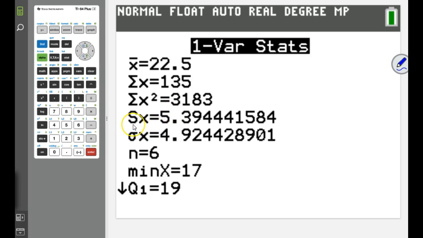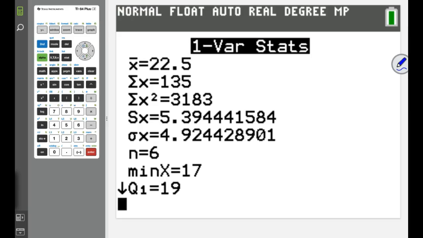Okay, the standard deviation, if we had considered that a sample, is 5.3. We're going to consider it the whole population, so the standard deviation is going to be 4.9. That means they're spread out generally, okay? And we'll talk more about standard deviations in the coming days. But N is 6. We entered 6 of them, and so on. We could go down the list.